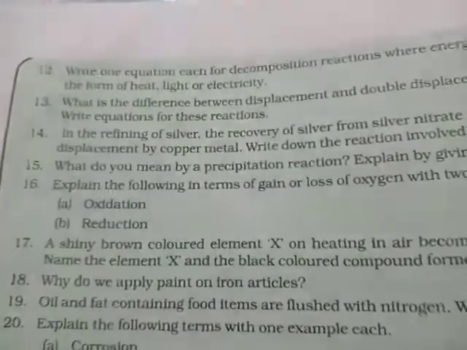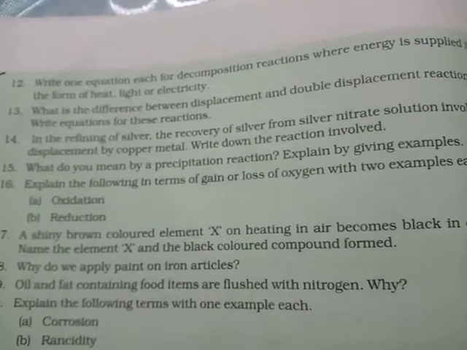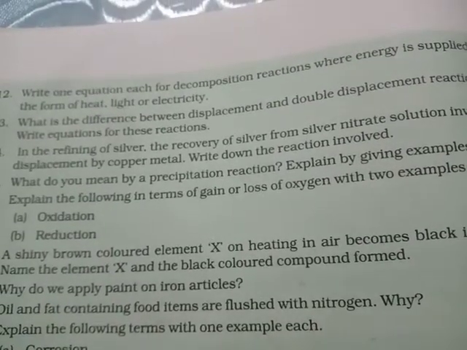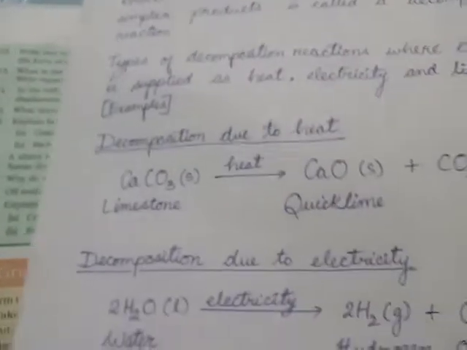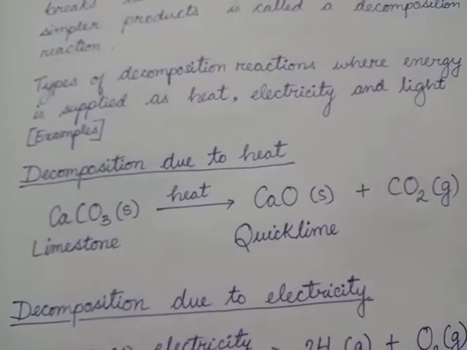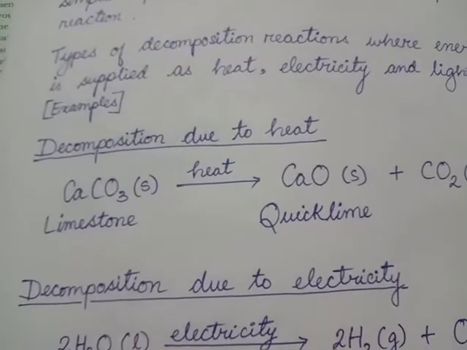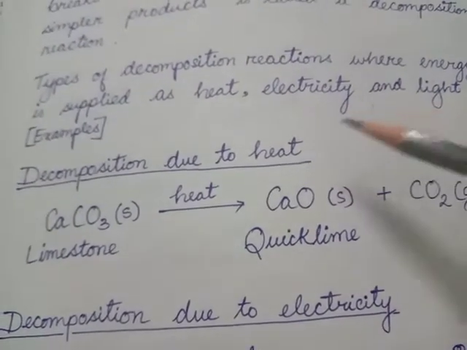Now let us turn to the next page, page number 16, question number 12. Question number 12 is: write one equation each for decomposition reactions where energy is supplied in the form of heat, light and electricity. This is the answer which we have seen a little while ago. So how can we write the answer? Three examples of decomposition reactions where energy is supplied as heat, electricity and light.